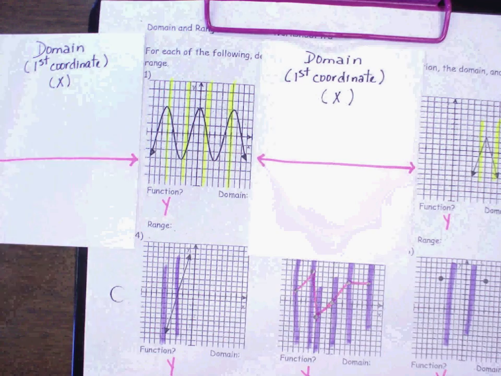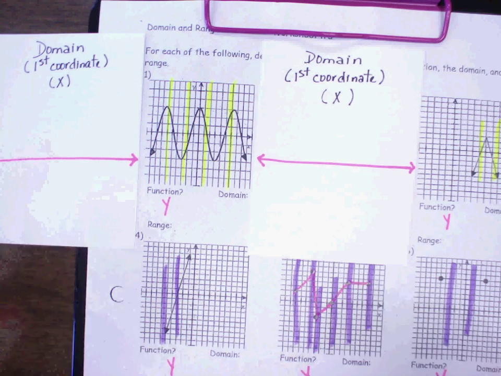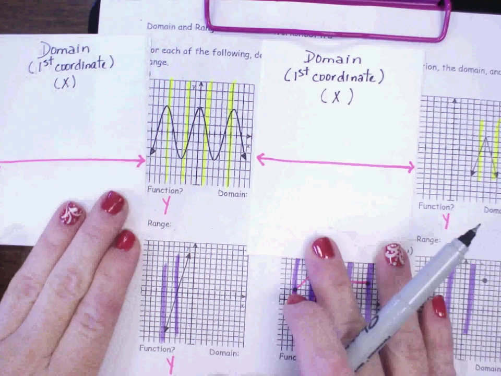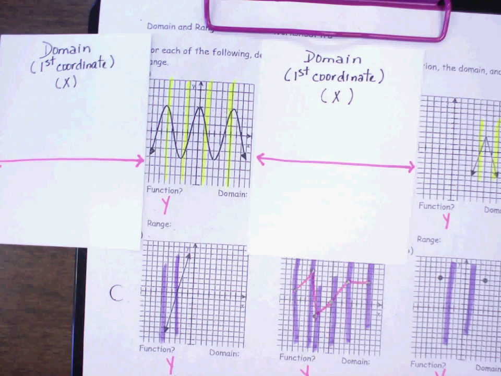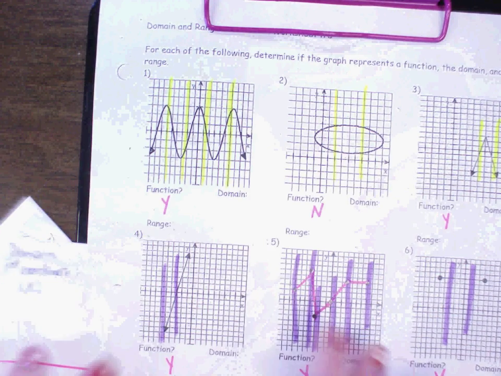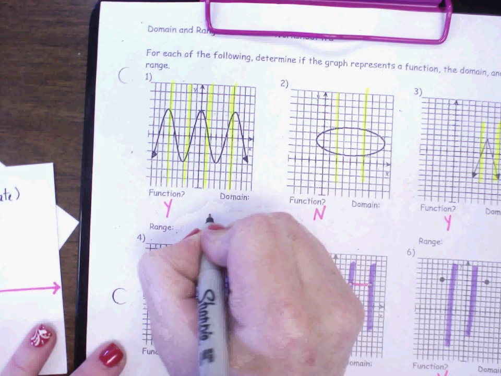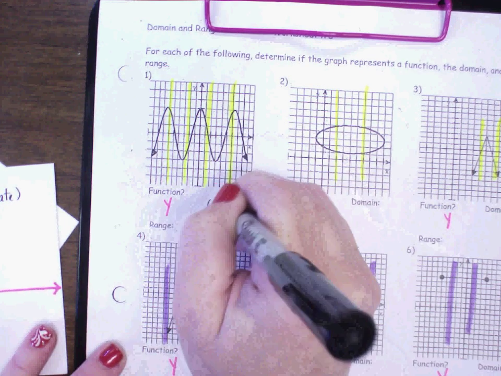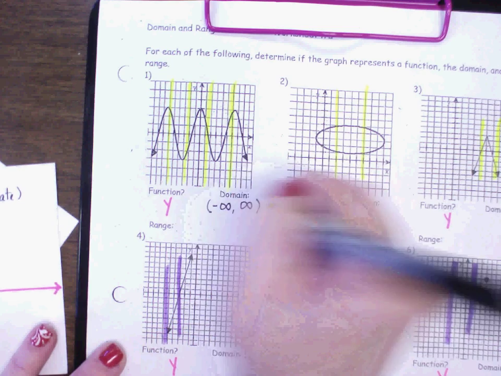Does that mean it stops? Does that line stop? No, it continues. That little arrow, I should say arrow, not line, means that it just keeps going and going and going, right? So the domain for this is from negative infinity to positive infinity.